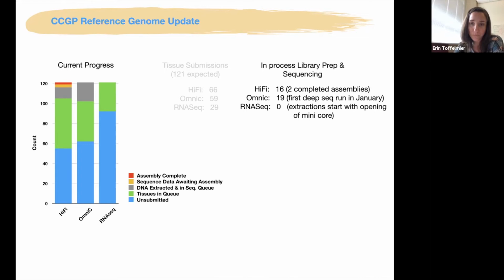And then for RNA-seq, we've got all of our tissues in the freezers right now, and with the launch of the mini core, we're going to start work on the RNA-seq. Like the OmniC, those will be done in batches. Once we figure out the RNA extractions and how to pool and batch those efficiently, then we'll also be sequencing those in batches.